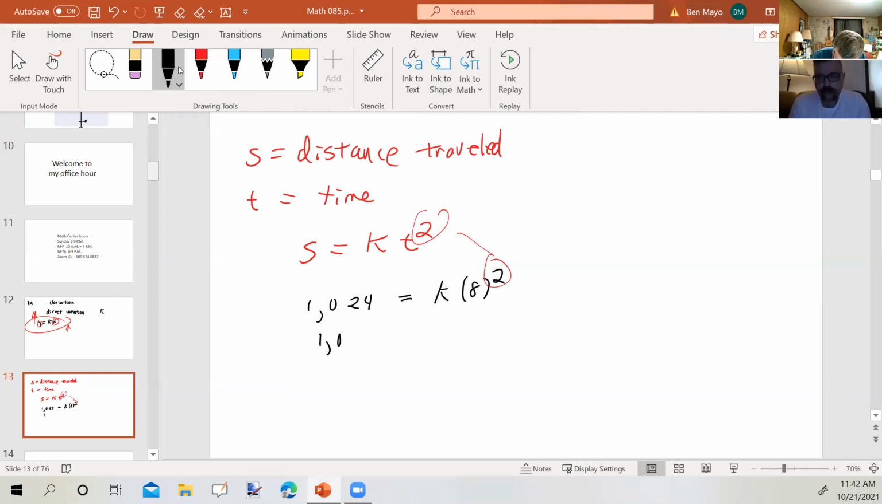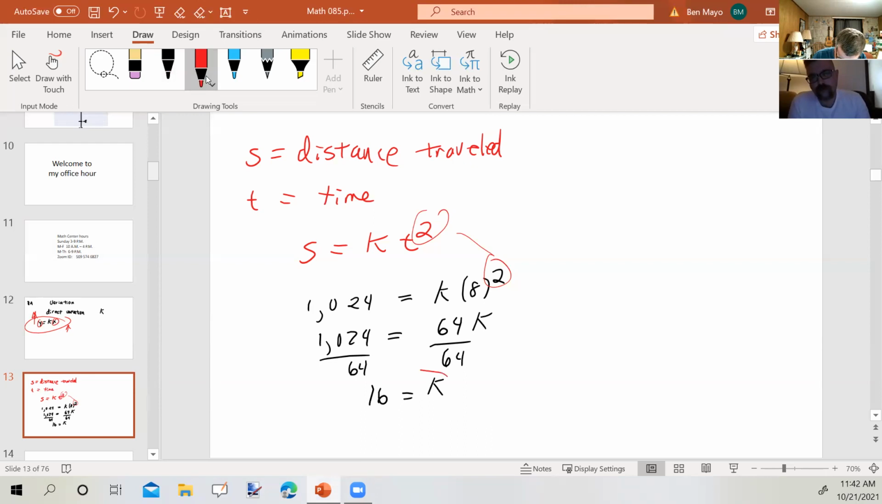All right, so we've got 1024 equals 8 squared, which is 64. K times 64 is the same thing as 64 times K. So now I can divide both sides by 64 in order to solve for K. So I've got 1024 divided by 64, and I get 16. So the variation constant for this problem is 16. So now this is going to go up in here, and now our formula looks like this.